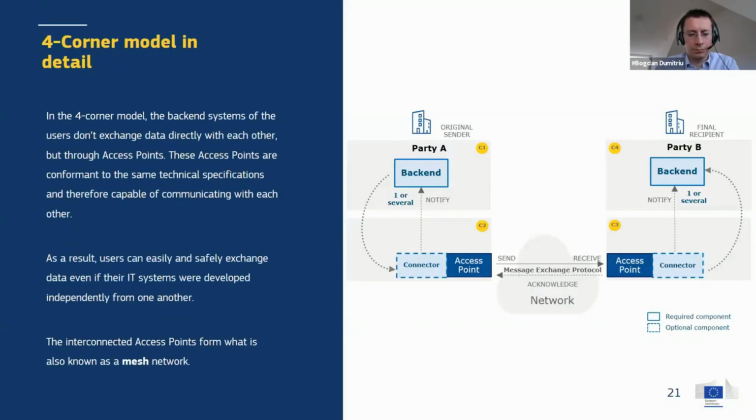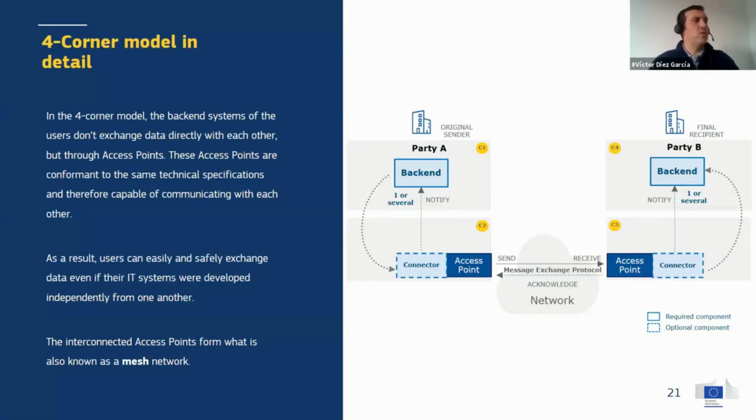So what is the four corner model? Bogdan already explained it very well, but it is important to go through it again because we will be using these terms very much during the demo. We will have corner 1, 2, 3, and 4, but we will refer to them as C1, C2, C3, and C4, where C1 is the original sender, the person or entity that needs to send a message, a package, to a third party, which would be C4. C2 and C3 are the two access points, or as Bogdan mentioned, we can imagine them as post offices where we deliver the package and it goes through to the other access point.